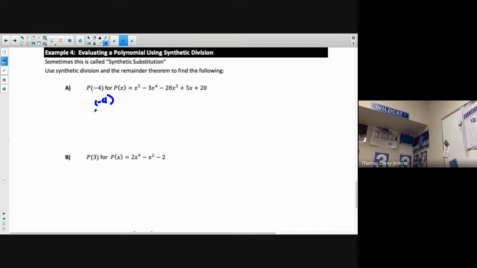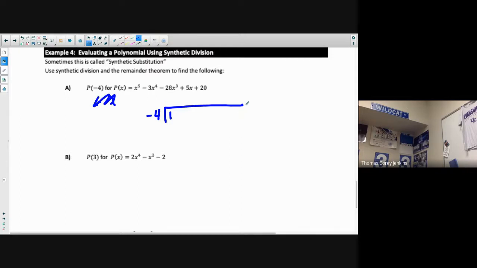And then we'll talk about what ifs afterwards, okay? So anyways, we're going to use the remainder theorem. That's going to be your best bet, okay? So we're going to divide -4 into 1 for x to the 5th, minus 3 for x to the 4th, minus 28 for x cubed.